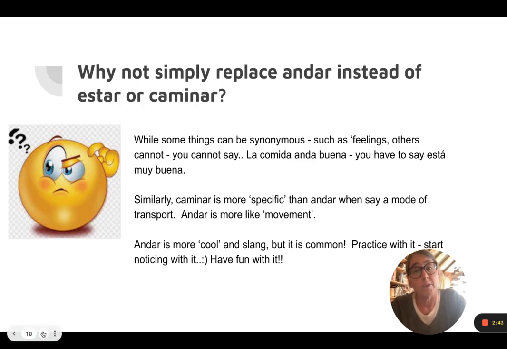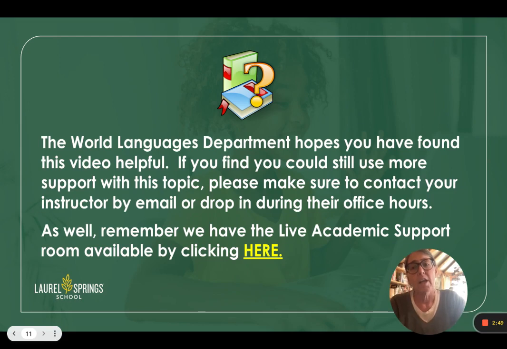So that is the verb andar versus caminar, or andar versus estar. They're similar, but they're slightly different.